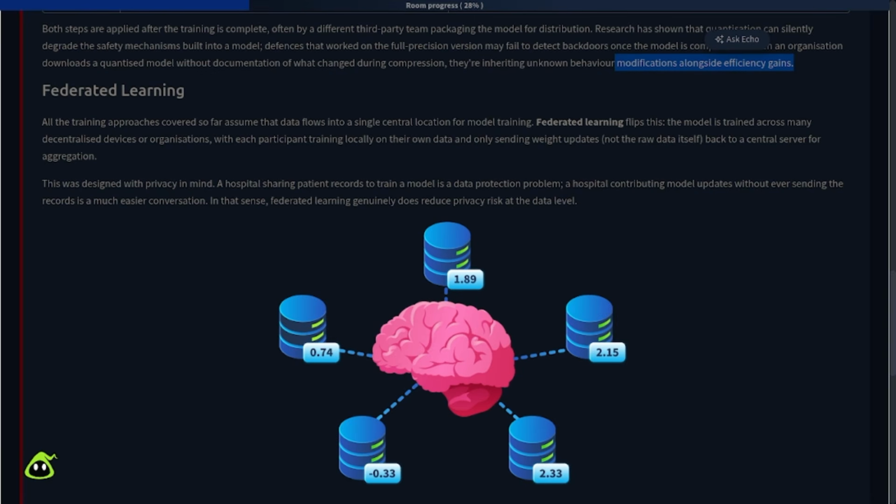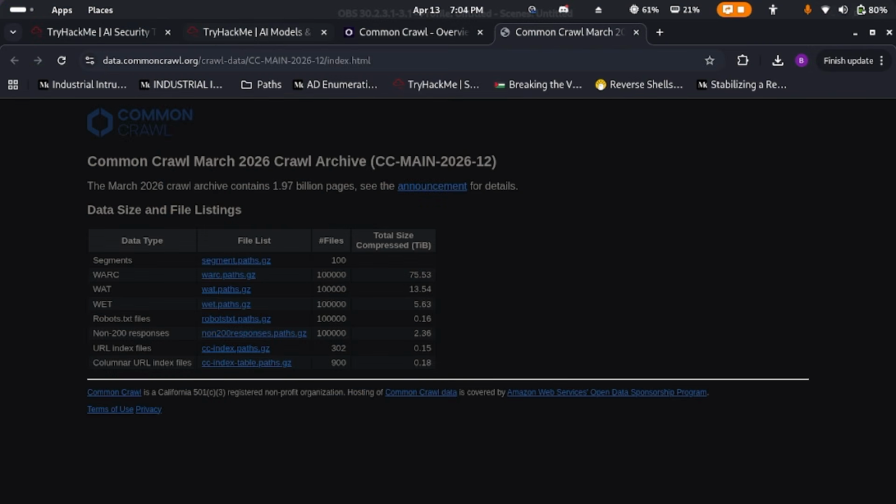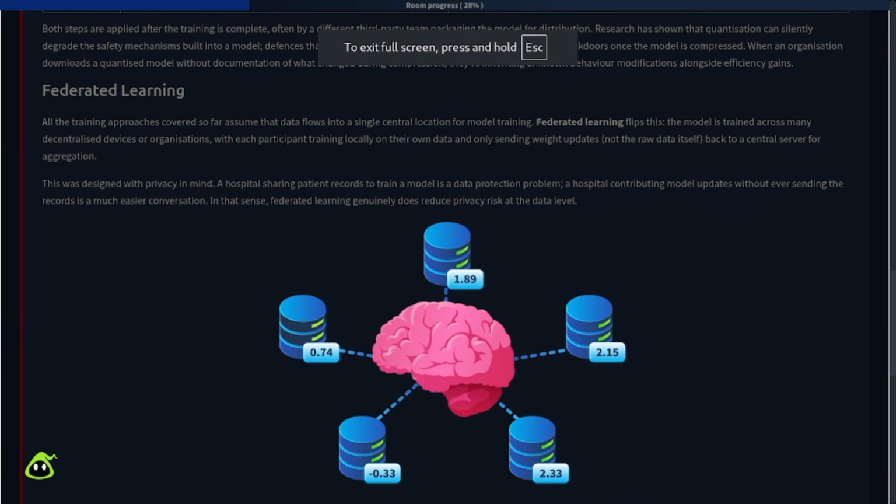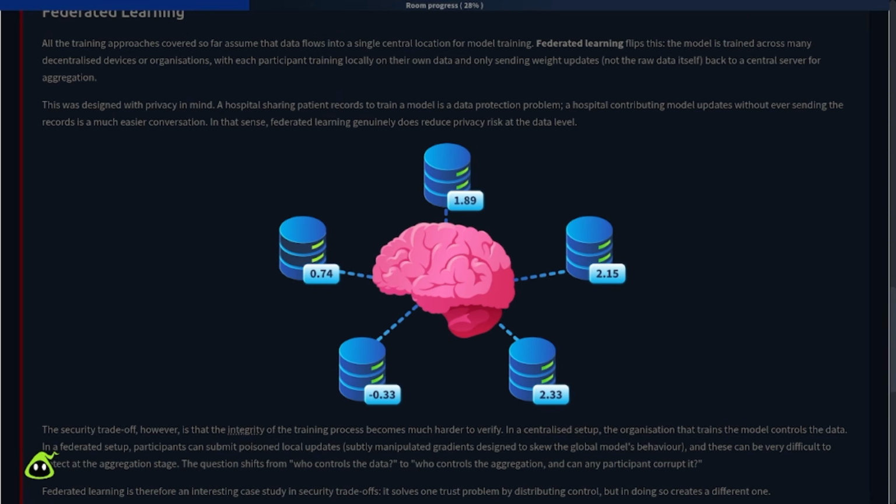All the training approaches covered so far assume that data flows into a single central location for model training. Federated learning flips this, and the model is trained across many decentralized devices or organizations. So all the training approaches we have discussed so far assume the data comes from a single central location. It could be Common Crawl, which was the source for GPT and the other major models. Federated learning is a different approach, where we use several decentralized devices or organizations, with each participant training locally on their own data and only sending weight updates back to the central server for aggregation.